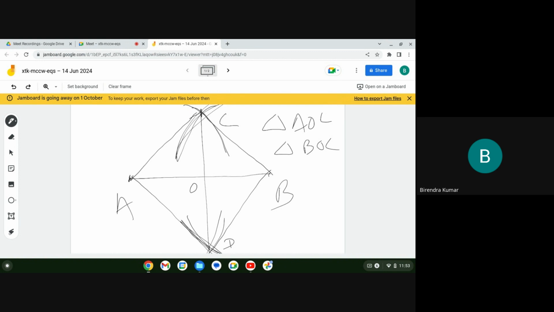I'm just thinking. Is this the right way to do it? No, don't look at these two triangles for now. I will tell you. Don't look at these two triangles that I said. We'll look at two different triangles.